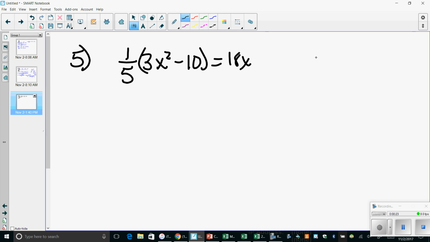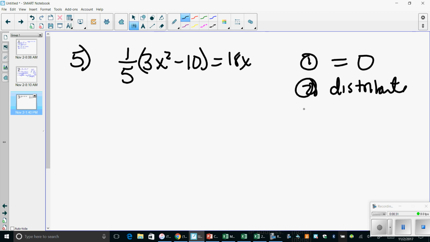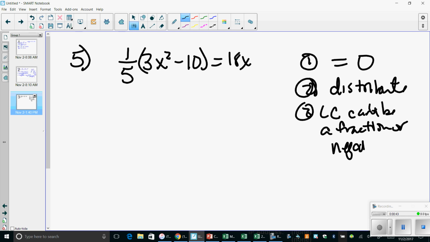It has to be set. You have to have it equal to 0. You have to distribute everything. And your leading coefficient can't be a fraction, and it can't be negative. All right, so I'm going to distribute.